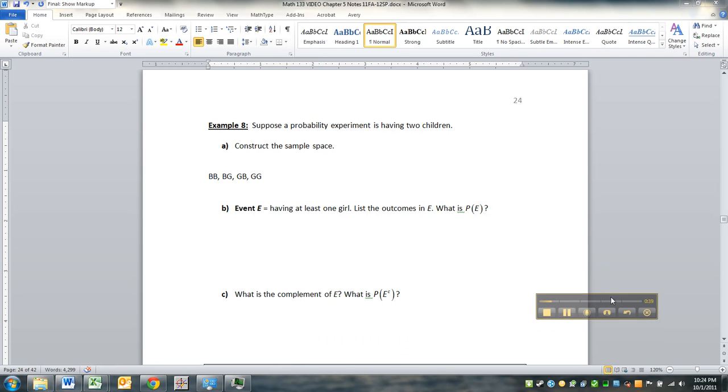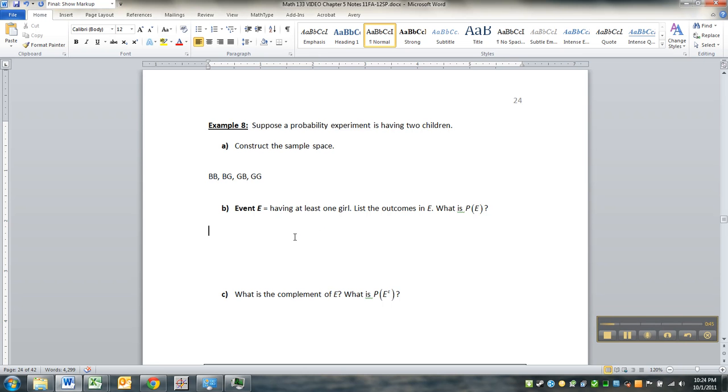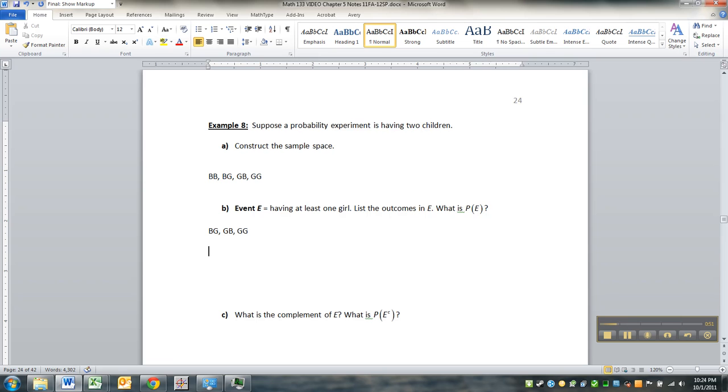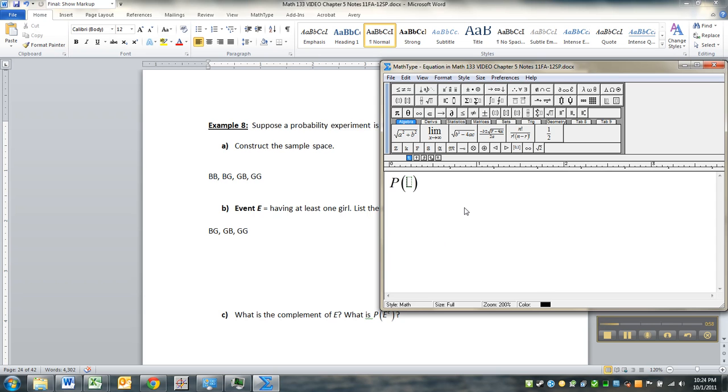All right. Event E is having at least one girl. List all the outcomes in E. When you have at least one girl, that could be boy-girl, girl-boy, or girl-girl. What is the probability of E? That would be 3 out of 4, right? Because the probability of at least one girl is equal to 3 out of 4, which is 0.75.